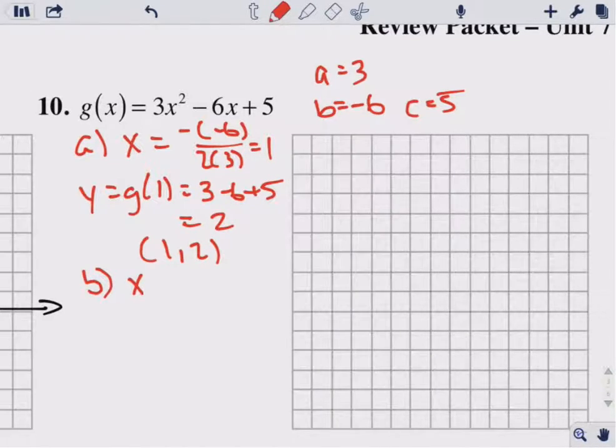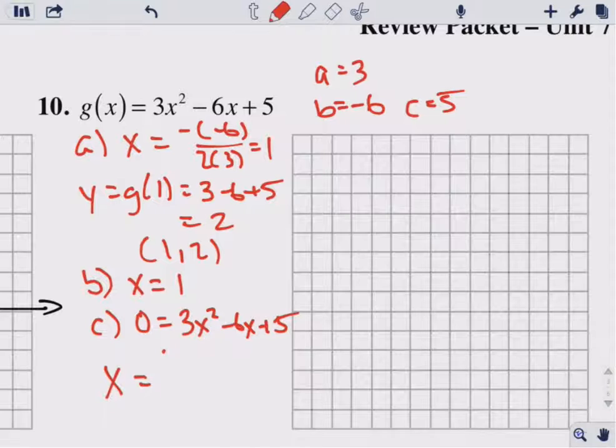B, find the axis of symmetry. X is equal to 1. C, find the zeros. 0 is equal to 3x squared minus 6x plus 5. I don't think that's factorable. There are no factors of 15 that add to negative 6. So if we don't know that, we use the quadratic formula.